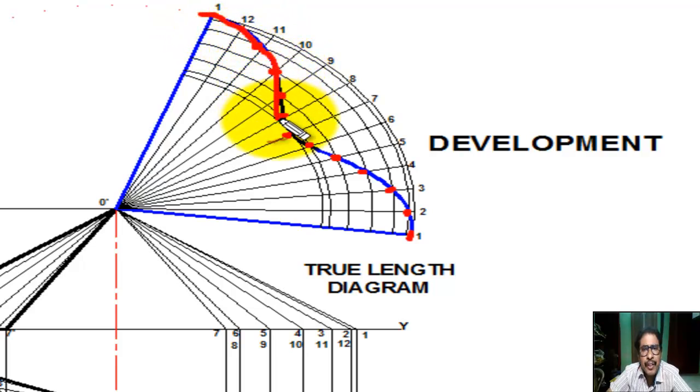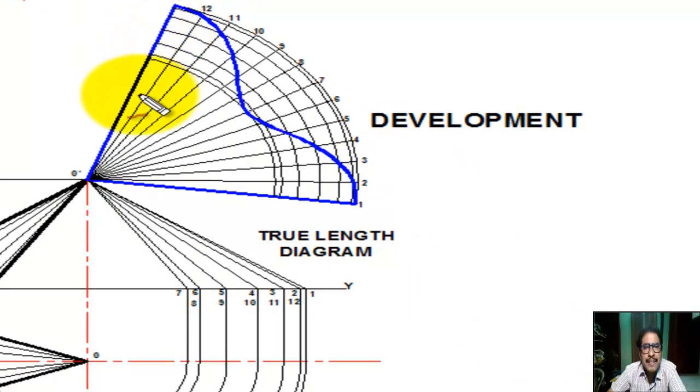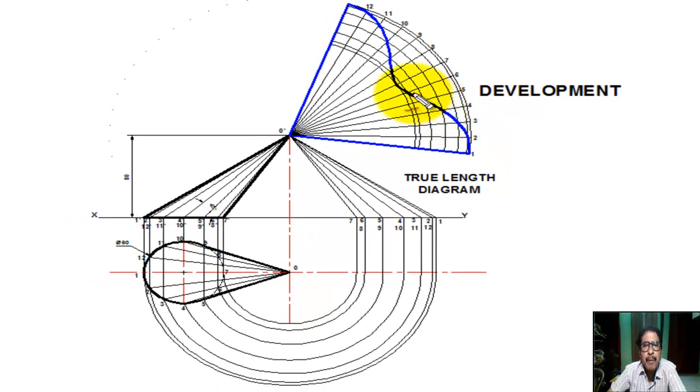Now join this, and join this, and join this. This is a dark thick line. This is the development of the oblique cone. This is the dark thick line. All the generators and this line are thin lines. This is also a thin line.